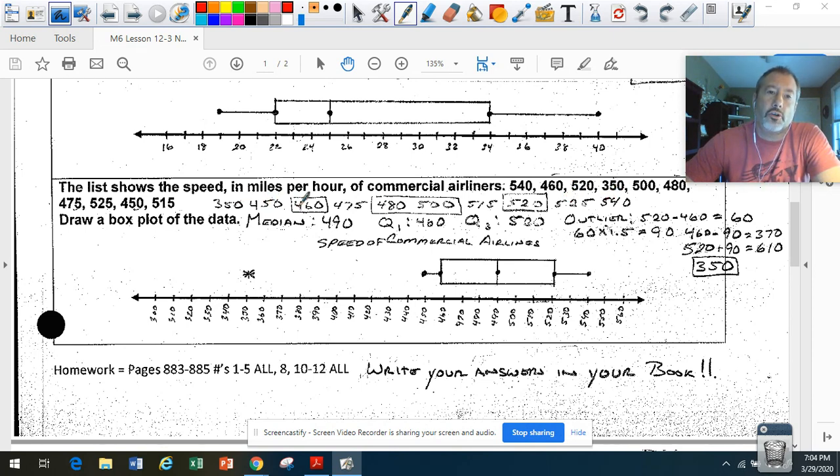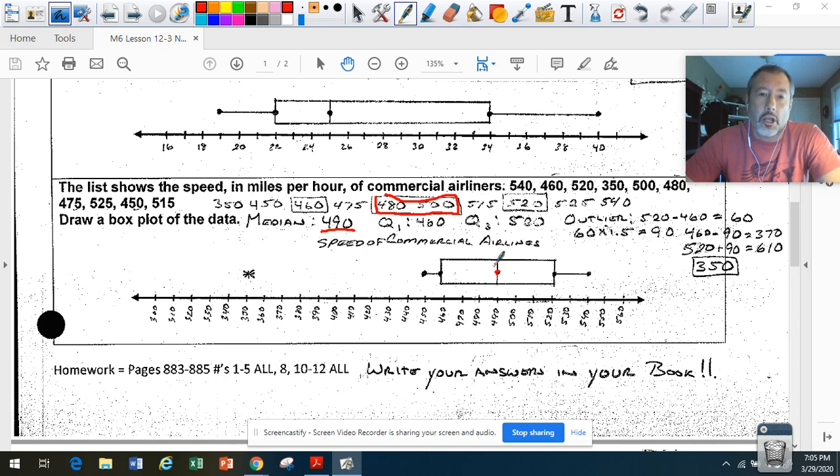So 1, 2, 3, 4, 5, 6, 7, 8, 9, 10. Oh, that's no fun. It's an even number. So that means numbers 5 and 6 are going to be used to figure out what the median is. To figure out the median, I take my 480 plus 500 and divide that by 2. That gives me a median of 490. So I can plot that right here on my box and whisker plot.